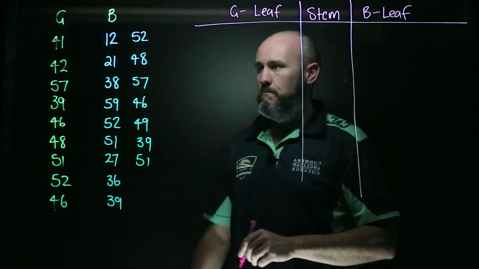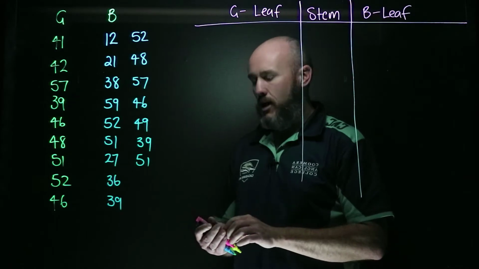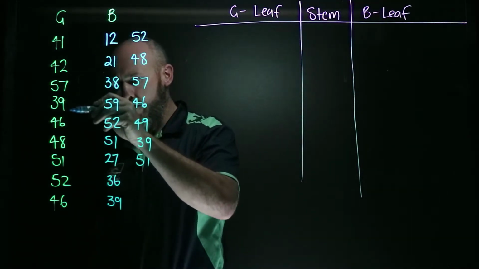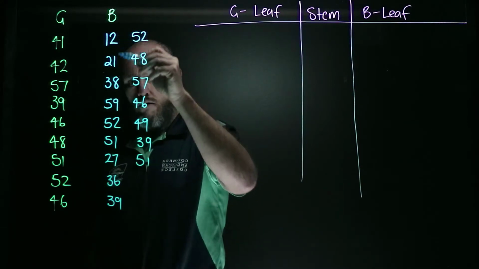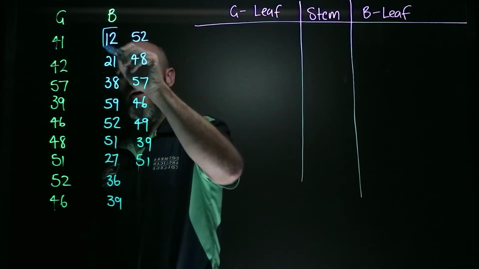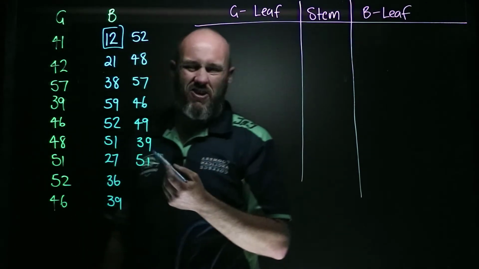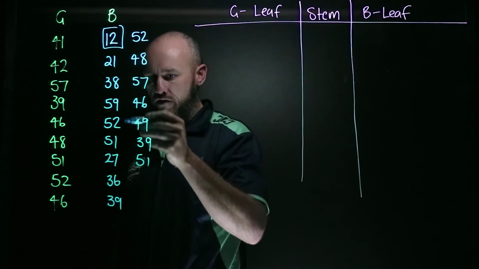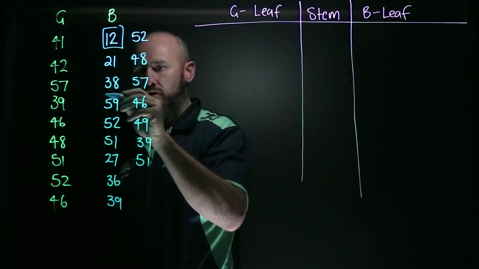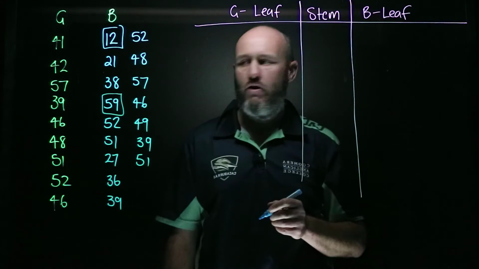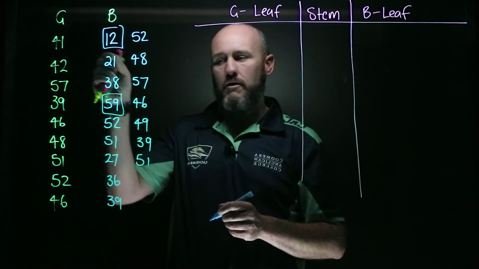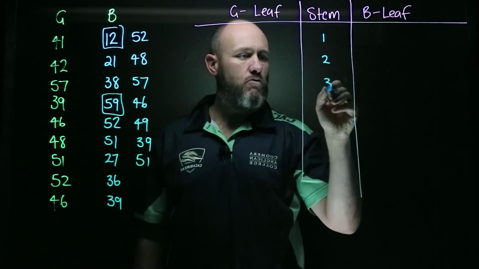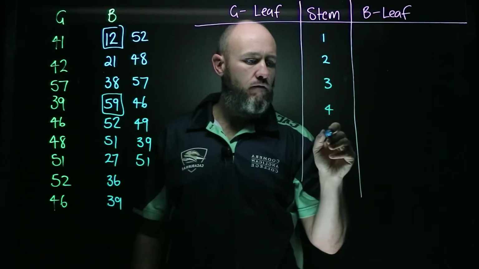Okay, now I need to go through and find my upper and lower bounds, so I'm going to do that first. I've got 41, 39 is my lower, 12, so 12 is my lower. I can indicate that, I can play around the data, it helps me organise myself. And upper I've got 57 here, I've got a 59 there. Looks like 59 is the upper. So I've got to go from 12 to 59. I'm going to use that 1 as my stem. I've got 1, 2, 3, 4, 5.